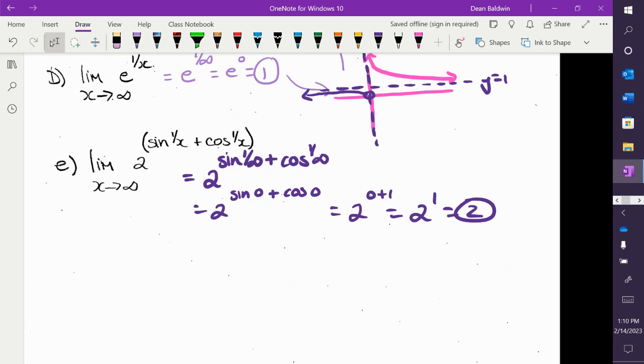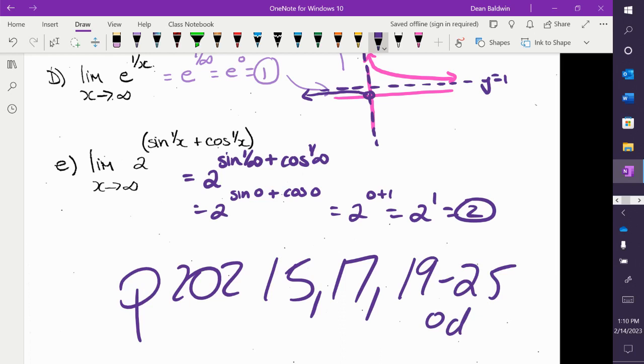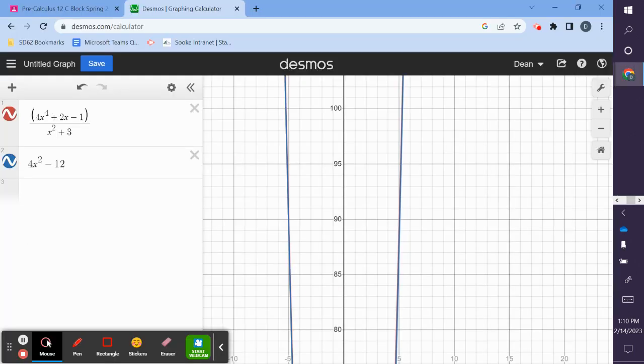Are we ready for some practice? 2, 2, 15, 17, 19 to 25 odd, please. I still have one more thing to do, but it's a very, very short thing. So I'll give you some time to practice that.